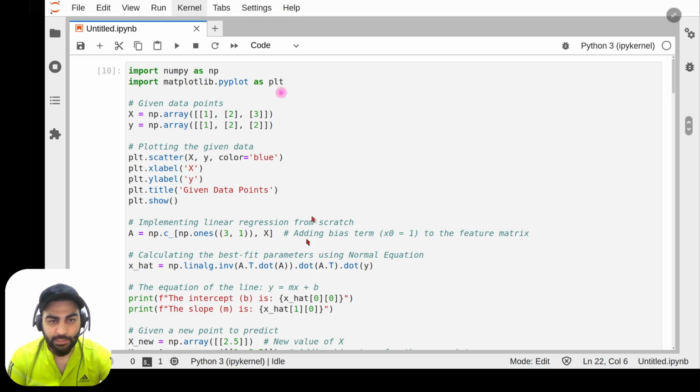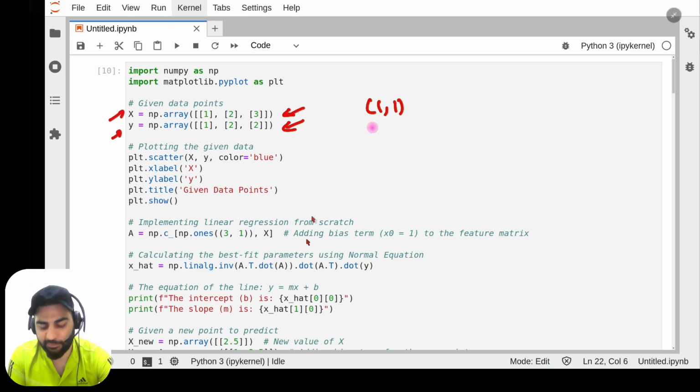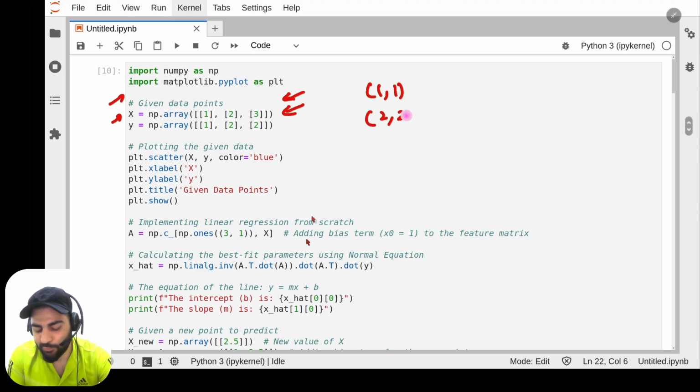Yes, sir. So if you see, we had 3 points. These are the 3 points defined, for which we have defined this x and this y. These points are 1 comma 1, then the other point 2 comma 2, and the other point is 3 comma 2. This is the first point, this is the second point, and this is the third point.